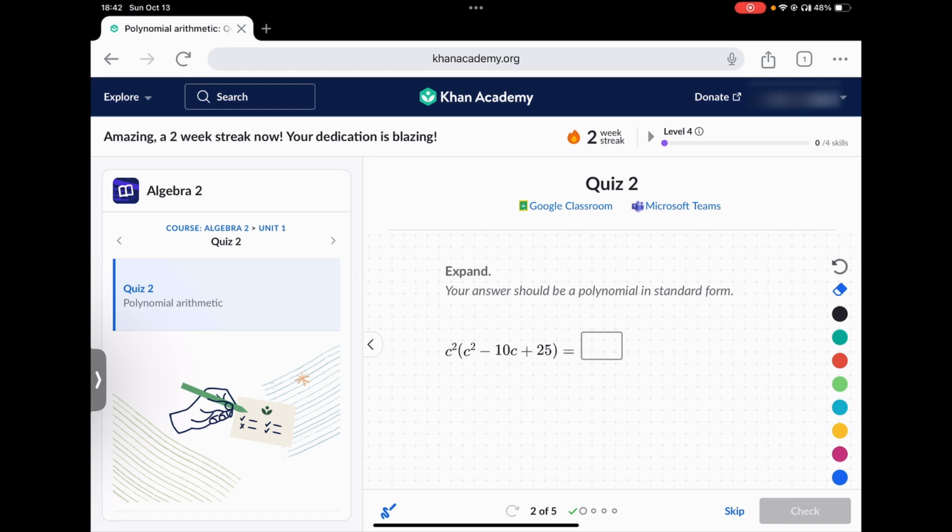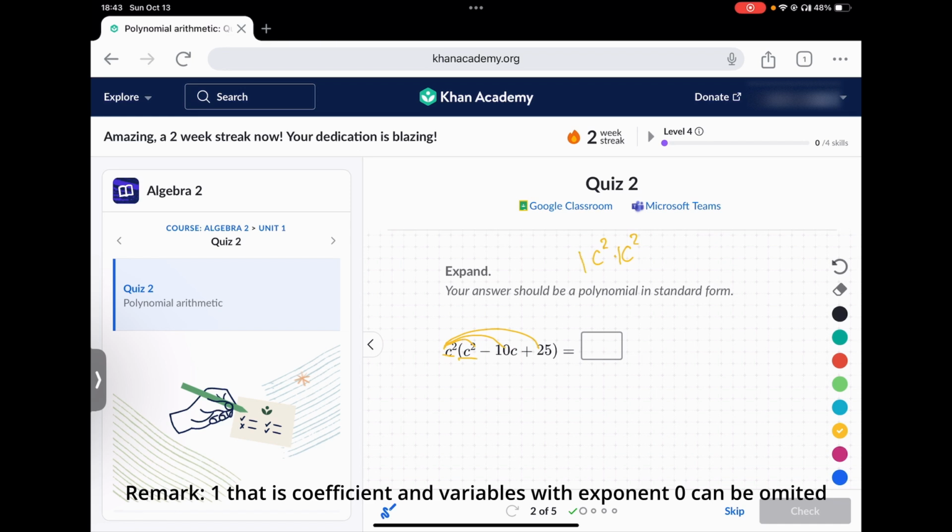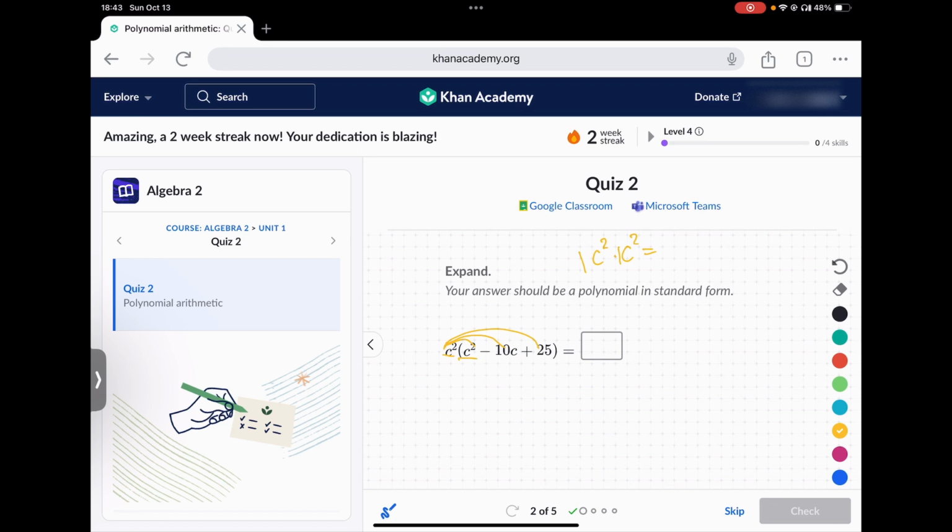Question 2 asks us to find this expression by distributing. All you gotta do is just multiply each term. So first off, c squared times c squared. They don't have coefficients. I mean, they do, 1, but we can omit it. 1 times 1 equals 1, so we are gonna omit it. And then it's gonna be c squared times c squared, and they're each to the power of 2, and we're gonna add those two up. And it's gonna be to the power of 4, so c to the power of 4.